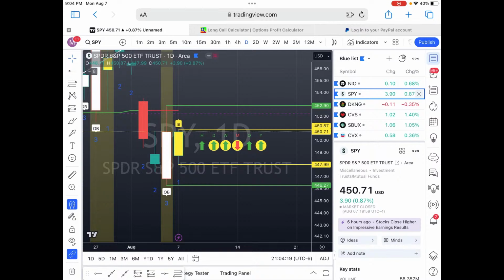I want to go through a couple quick things before we get started. The screen that you see here, that is TradingView. So if you are interested in doing what we show here and what we teach here, you're going to need something like this, a platform like this.